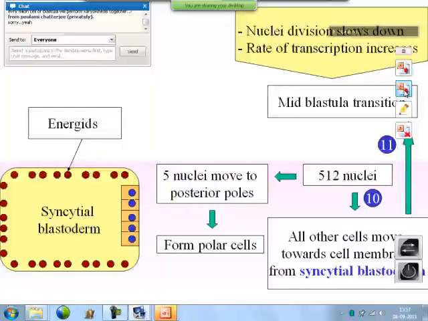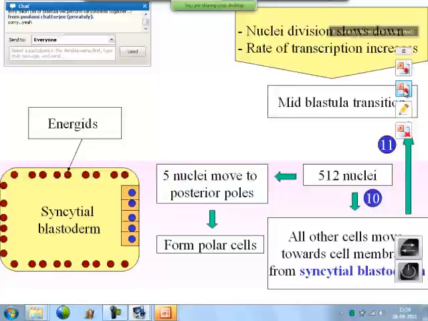So it is taking some time, and in that time what will happen? Nuclear genes will undergo transcription, some proteins will be produced, translation will follow, and microfilaments will start pulling the cell membrane. All these things will follow. And the rate of transcription increases, which I already told you is generally seen in mid-blastular transition.